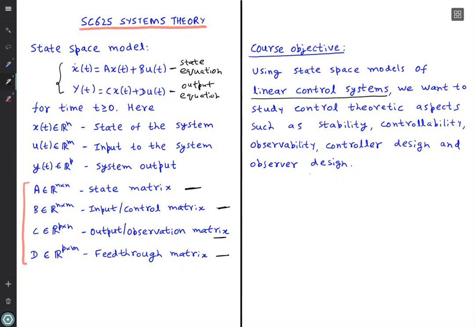Now, the dynamics of many engineering systems can be captured reasonably well using a linear model. So let us now look at two simple dynamical systems and find their state space models. So we'll look at two examples now.